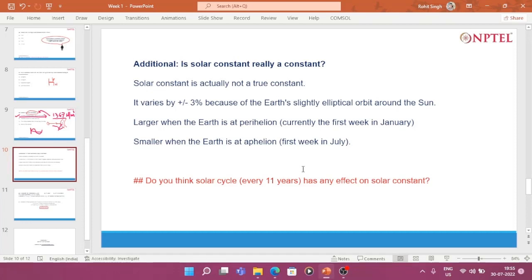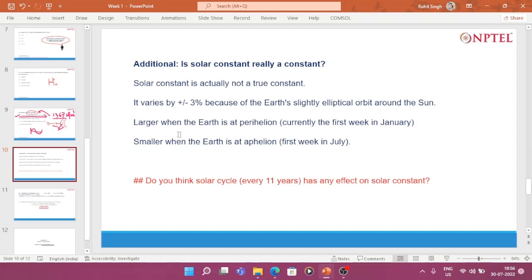No. Solar constant is not actually a true constant like the Stefan-Boltzmann constant or Planck's constant that have a very specific value, 6.626 times 10 to the power minus 34. But solar constant is not a constant value, it varies by plus or minus 3%. That is because the Earth's orbit around the Sun is elliptical, so the distance between Sun and Earth changes throughout the year.